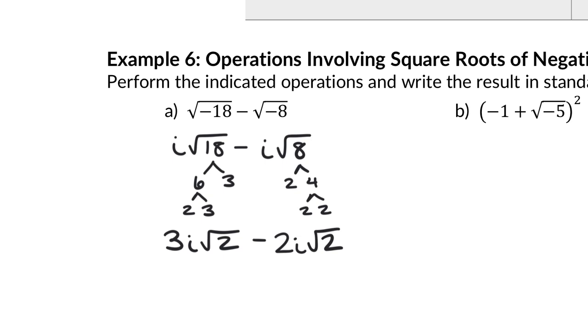At this point, since the radical is the same with the same radicand, so we have the same index and insides, we can actually combine like terms. So 3i square root 2 minus 2i square root 2 is just a single i square root of 2.